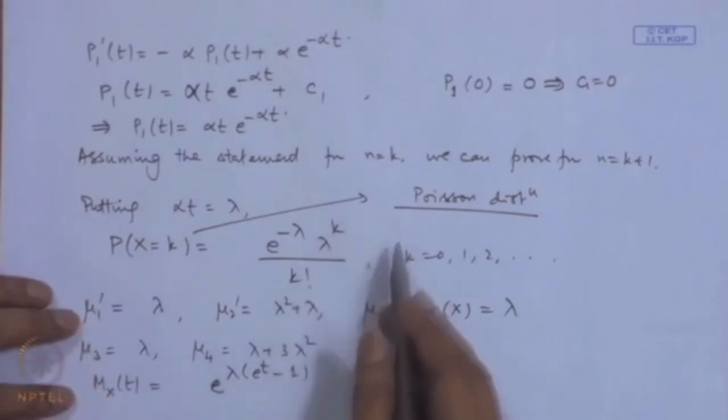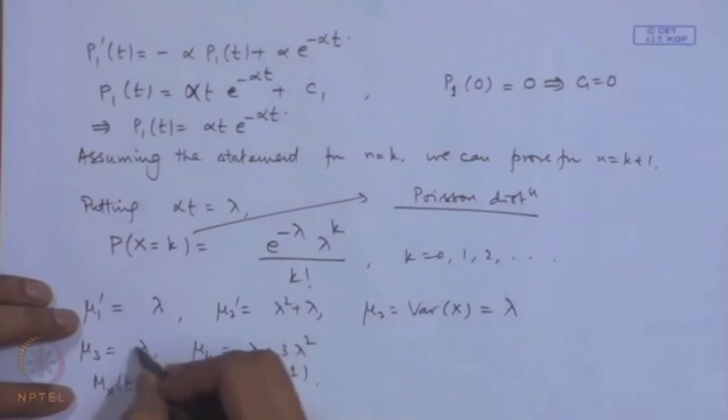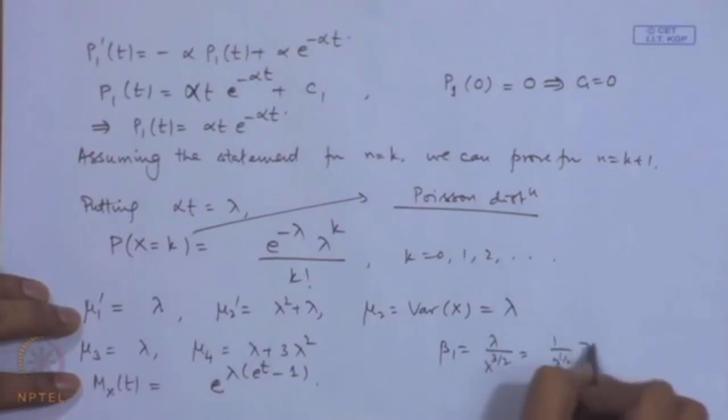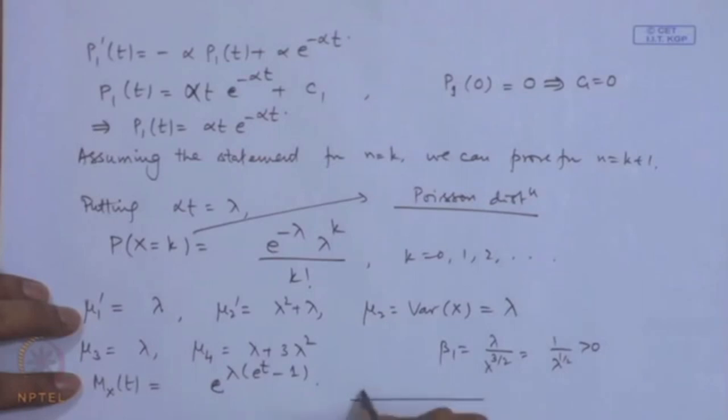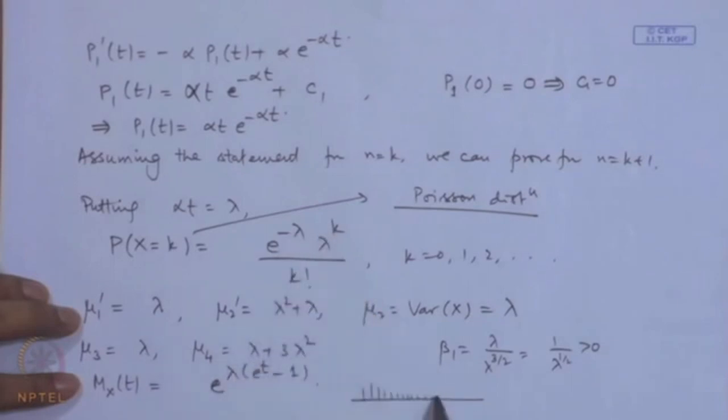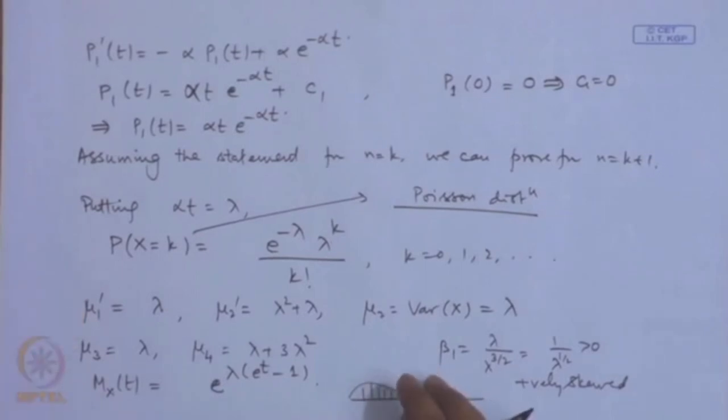If we look at the behavior of this distribution, if we consider say beta 1, that will be equal to lambda by lambda to the power 3 by 2, that is equal to 1 by lambda to the power half, this is positive. So, the Poisson distribution is somewhat positively skewed. Actually, as lambda increases, the probabilities converge towards 0. So, this is a positively skewed distribution.